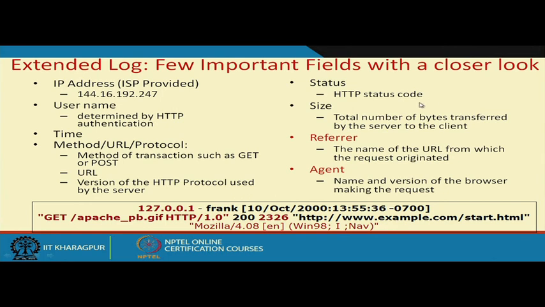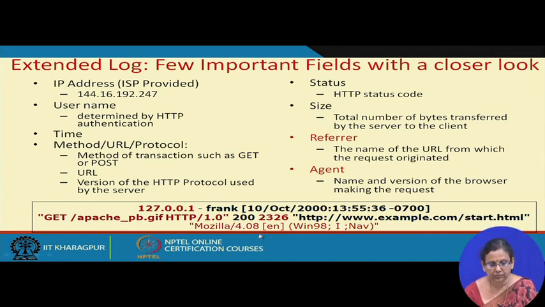then the HTTP status code. In fact, we saw in one of the earlier examples, the status code basically indicates whether it is a success or a failure. If it is a success, what kind of success, if it is a failure, what kind of failure. After the status code, which in this particular example is again 200, it tells the size, the total number of bytes transferred by the server to the client. Then it also shows the referrer.